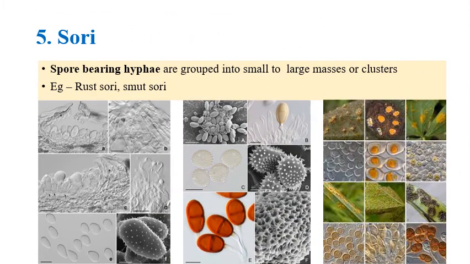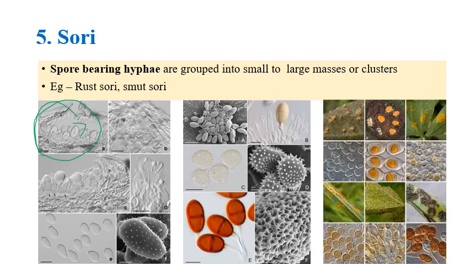Sori are nothing but a bearing of spores, or spore-bearing hyphae. That's it. This kind of structure can especially be observed in rust and smut. If you see in disease subcrops, also rust sori. Sori means a combination of spores, or a combination of all kinds of hyphae, right? There are all different kinds of structures produced by rust and smut fungi.